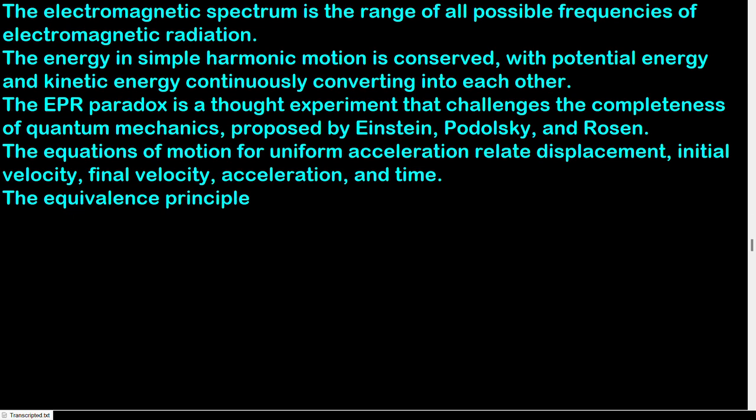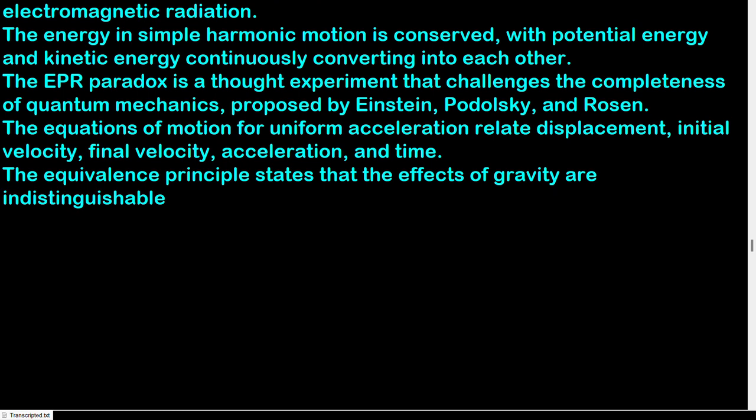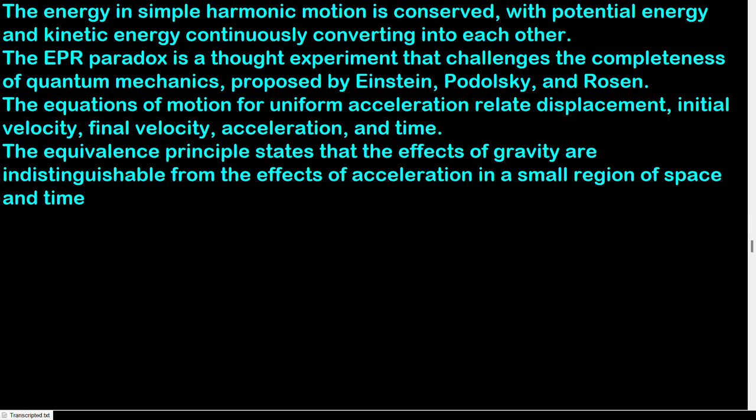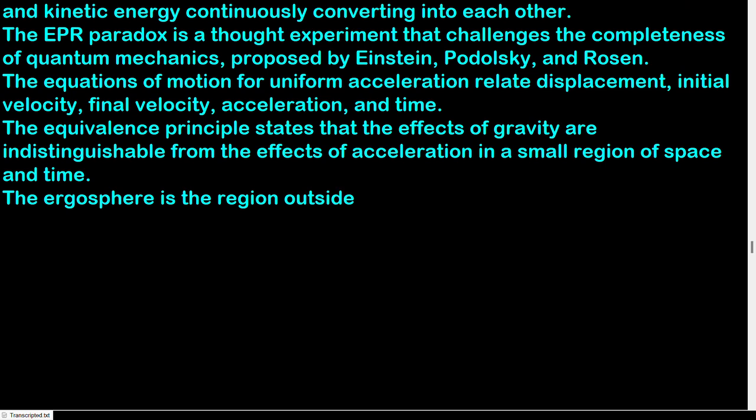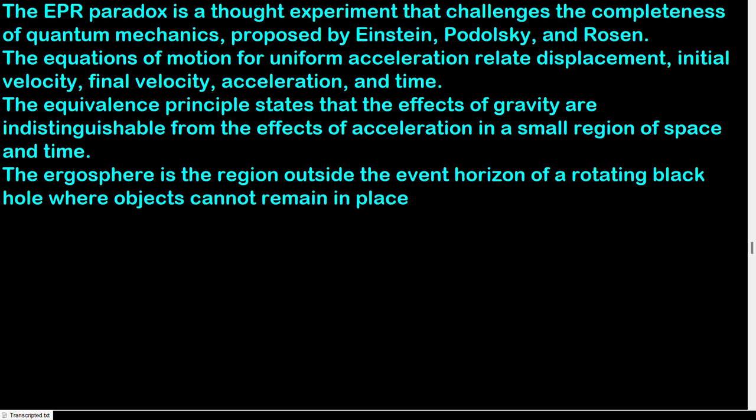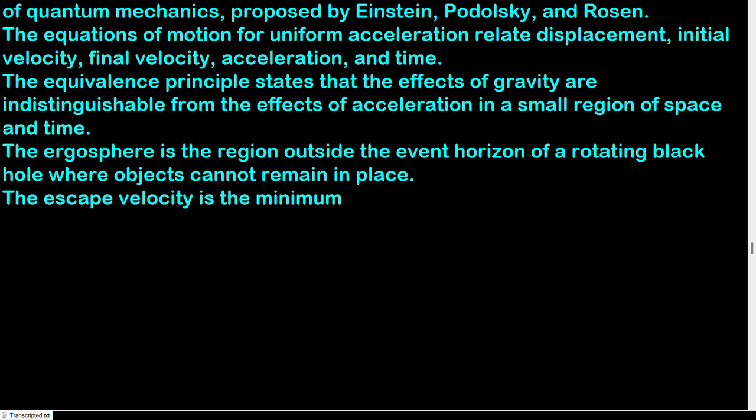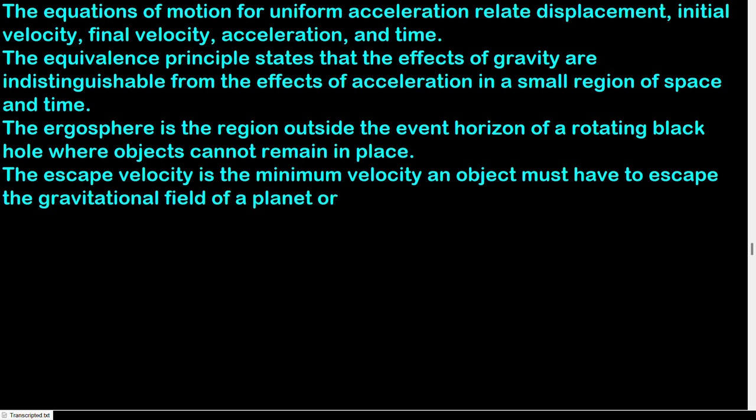The equivalence principle states that the effects of gravity are indistinguishable from the effects of acceleration in a small region of space and time. The ergosphere is the region outside the event horizon of a rotating black hole where objects cannot remain in place. The escape velocity is the minimum velocity an object must have to escape the gravitational field of a planet or other body.